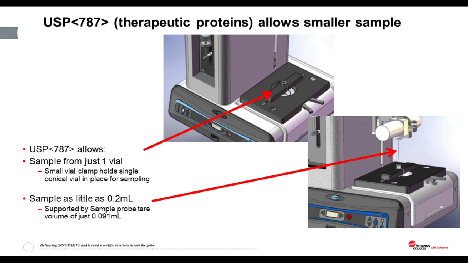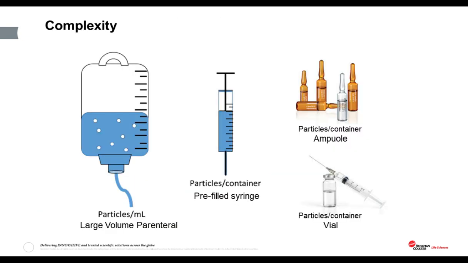And this is the volume that must be pulled into the counter before the sample reaches the sensor and can be counted. Now, the HIAC 9703 sampler can be optimized for this compendial test by using the optional small vial clamp, which holds the vial upright and in exactly the right location for the sampling arm to take the sample. And we have a sampling probe with a very small tare volume. It's only got 0.091 milliliters tare volume. So we can optimize this test for biologics testing.